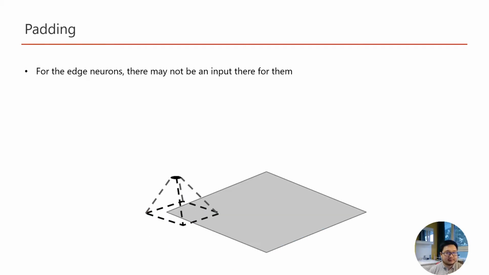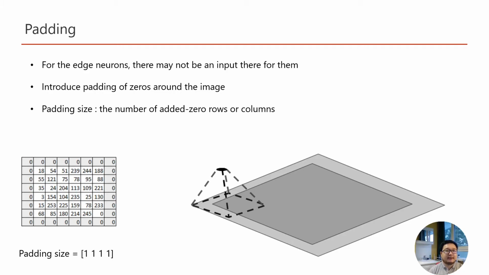For the edge neurons, there might be no input for them, because they will actually be looking at the area which is outside of the input. So to solve this problem, we will introduce padding. That is basically just extending the input images with a layer of zeros, and then we can perform the convolution for the edge neurons. The picture on the left side shows an example of a picture with a padding size of 1.